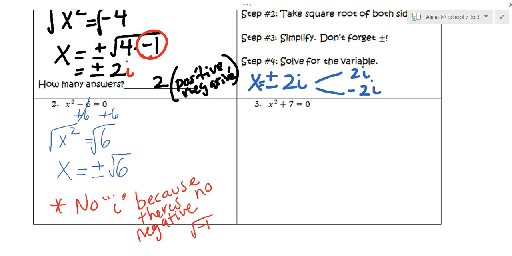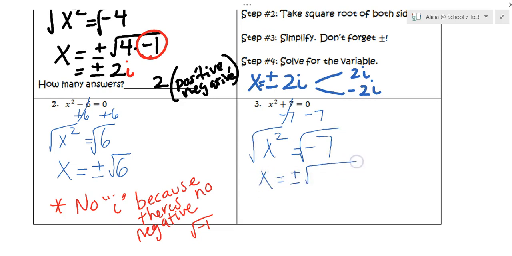Next example, I have x squared plus 7 equals 0. So you want to make sure that whatever is being squared is by itself. So I have to move that 7 over by doing the inverse, the opposite operation, which is subtraction. So I'm going to have x squared equals negative 7. I take the square root of both sides. I know I'm going to have a plus or minus. All right, always have those pairs.